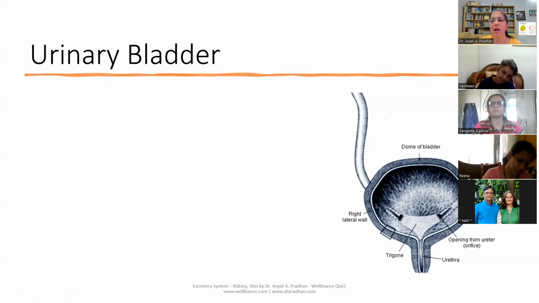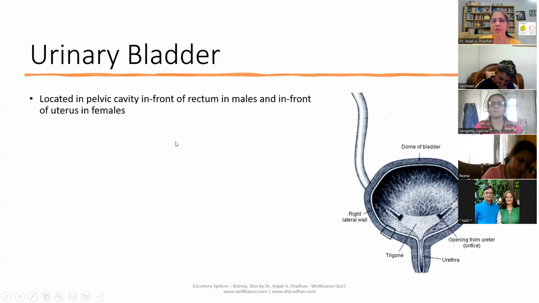जब तक वो certain amount तक नहीं हो जाता है, तब तक it gets stored in the bladder. So this bladder is where it is located, where it is present. It is present in front of rectum in males, and females में क्या रहता है, uterus भी रहता है. So in front of uterus in females.